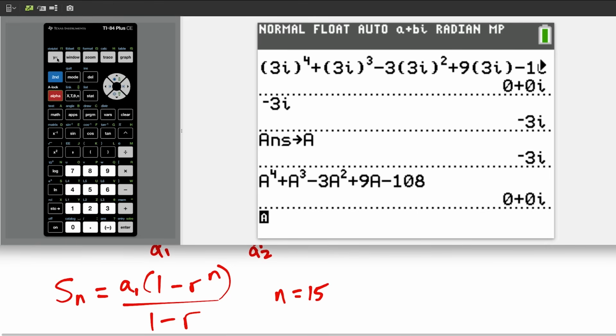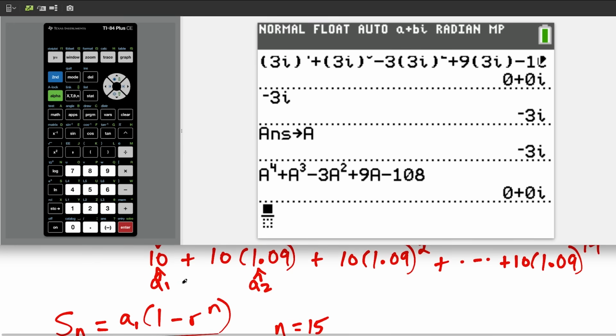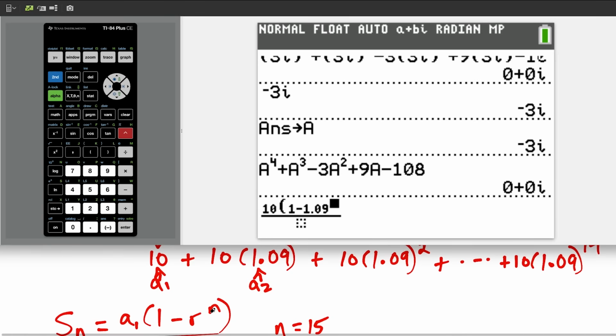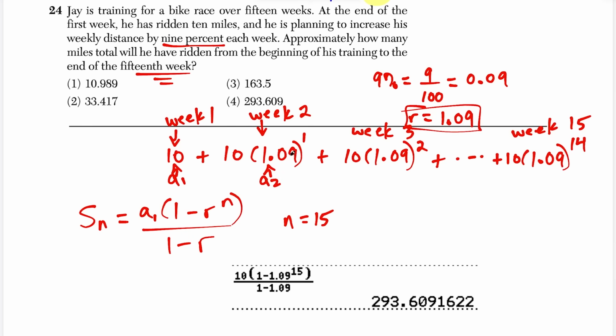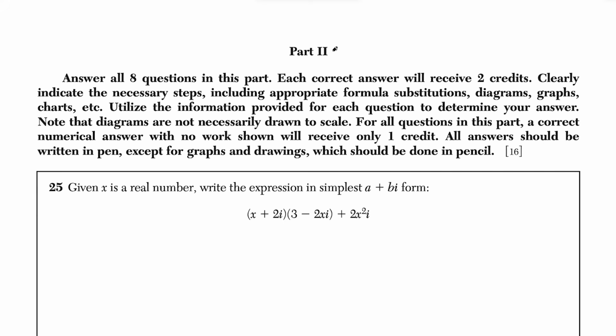So I'm going to press alpha y equals enter to pull up a blank fraction. a1 is 10, and then we're multiplying by 1 minus r, where r is 1.09, and we're raising r to the power n, and n equals 15. And now we get out of the exponent, we close the parentheses, and in the denominator, we could write 1 minus r, which is 1.09, and here's the value we need. So we could see here that this sum is going to work out to choice 4. We have 293.609.